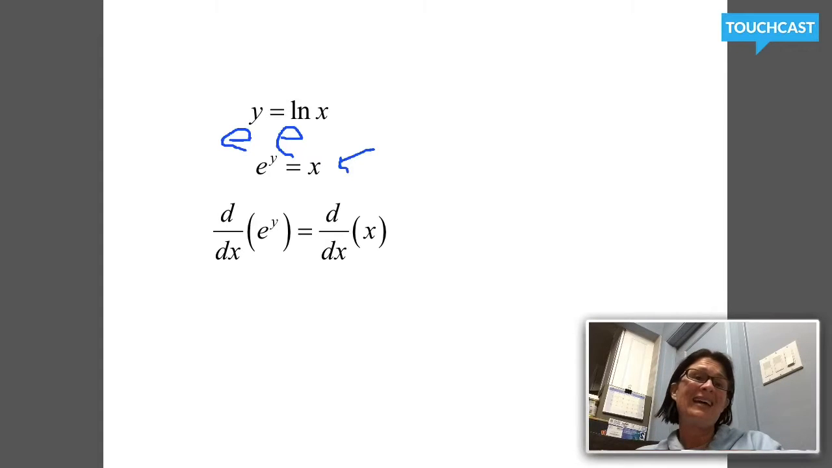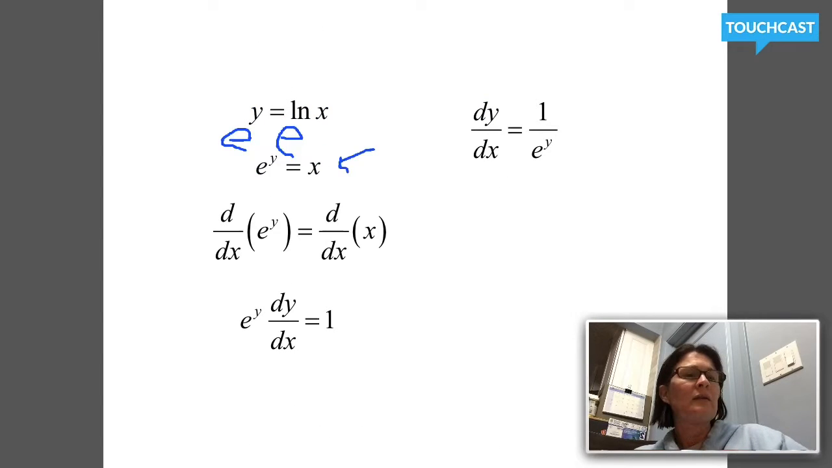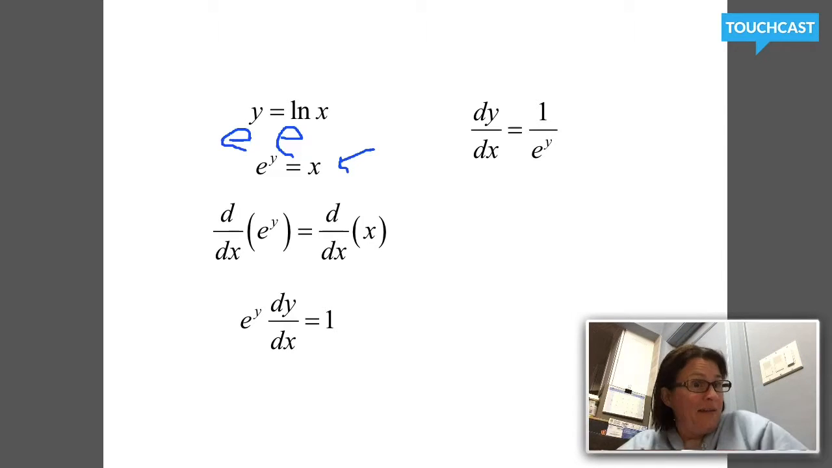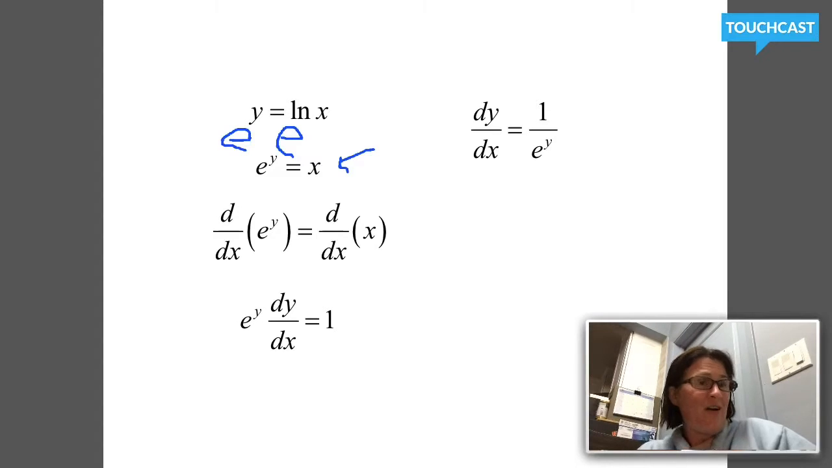So the derivative with respect to x of e to the y is e to the y times dy dx. That's using implicit differentiation. It's the derivative of e to the y with respect to y times the derivative of y with respect to x. And the derivative of x with respect to x is just 1. So here's my new equation: e to the y times dy dx equals 1. If I want to isolate dy dx, I'm going to divide both sides by e to the y. That's pretty easy. The math wasn't too bad there at all, right?